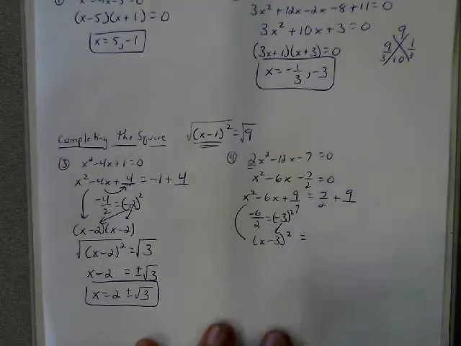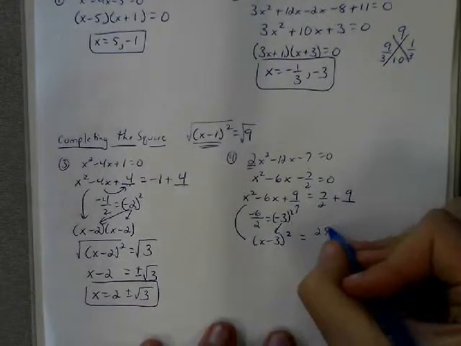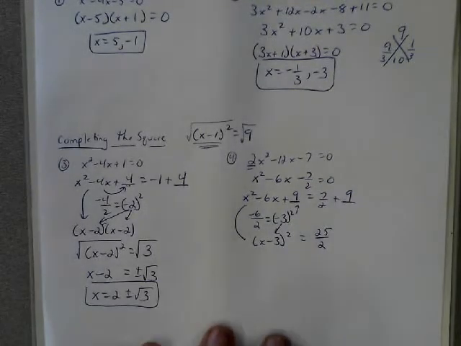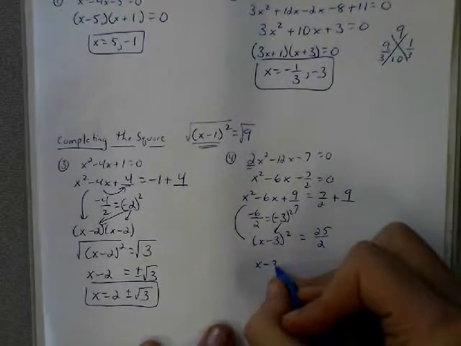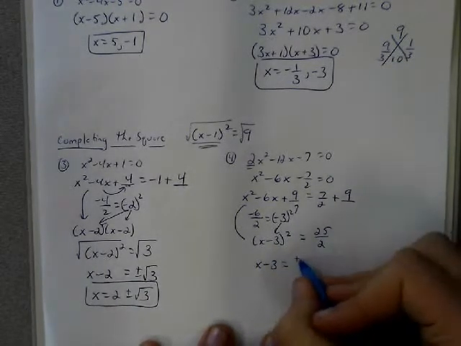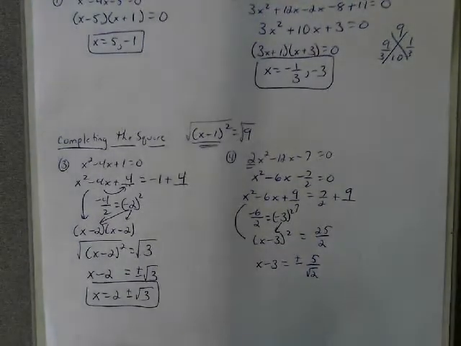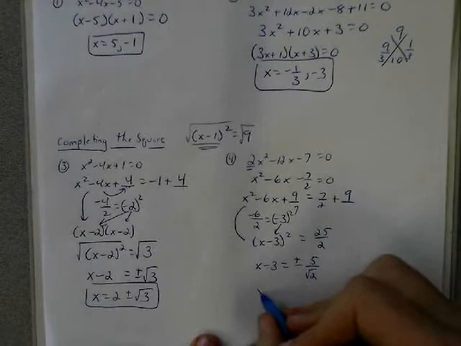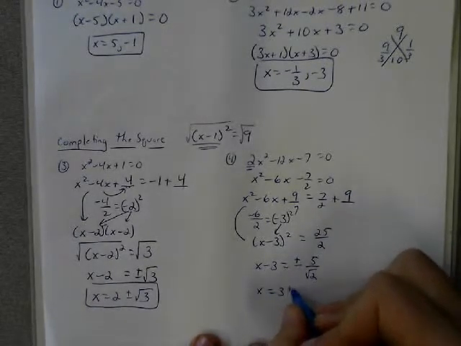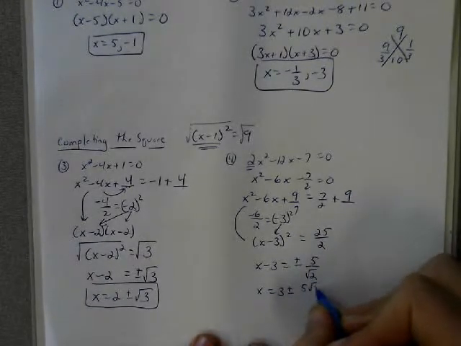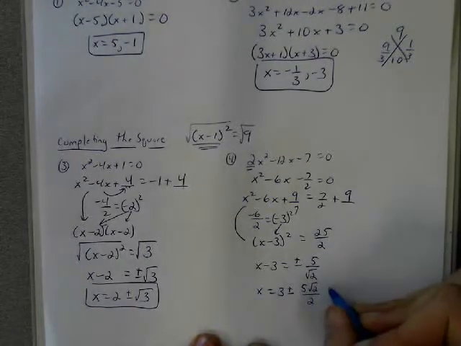That is equal to 25/2. We can now square root. Again, when we square root, we get a plus or minus 5 over the root of 2. We cannot keep radicals in the denominator. So we have x equals 3 plus or minus 5 the root of 2 over 2.